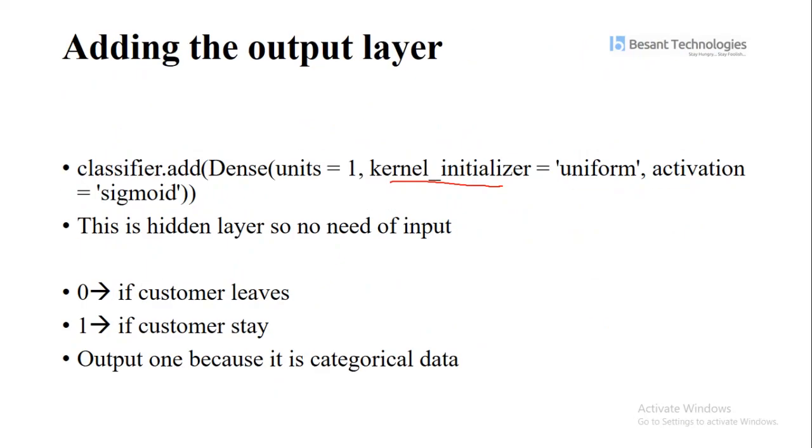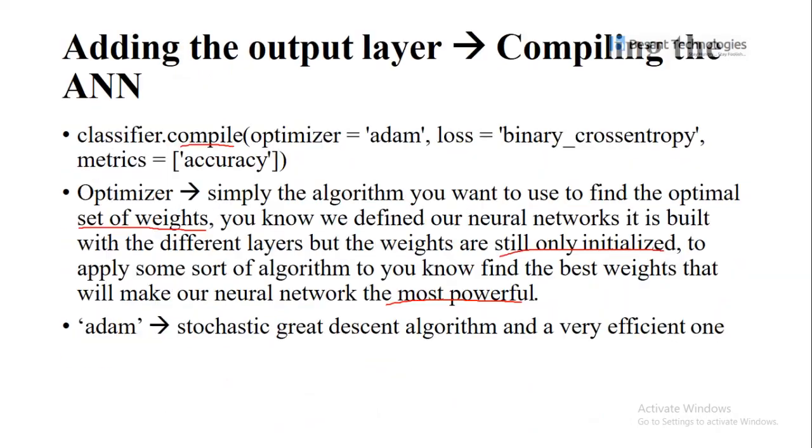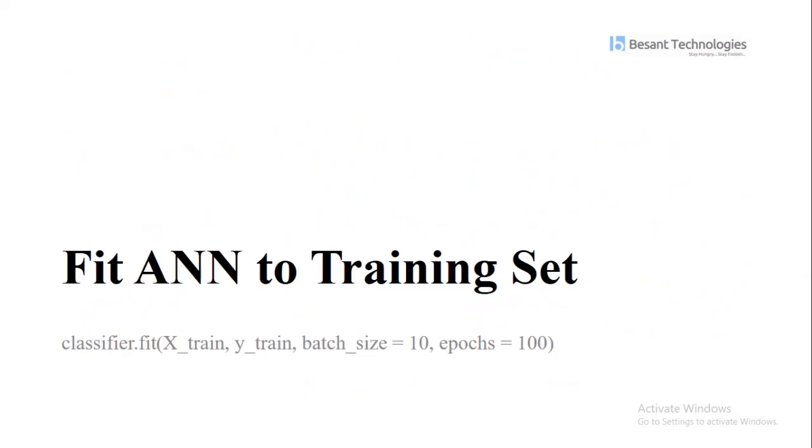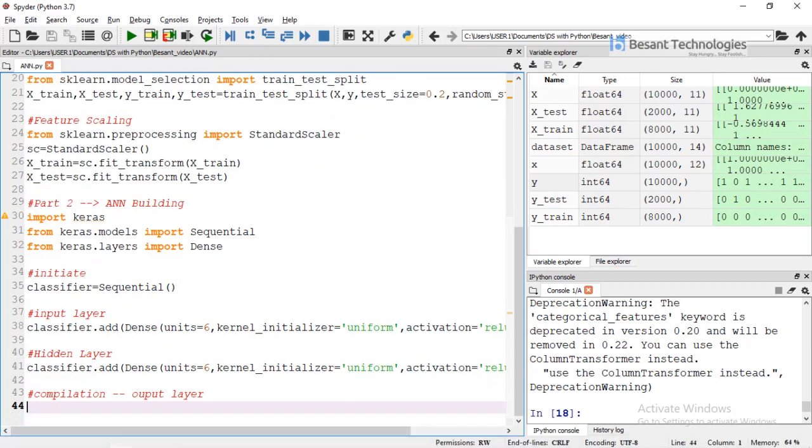So we have a neural network which looks like this. The input layer we built and the hidden layer also we built. The sigmoid function we just applied, and this is the third step. Now we are applying our third step, that's nothing but our output layer. So let's apply our third step here. In our third step, classifier.add, what we need to do here is give our Dense. So this is our output layer.